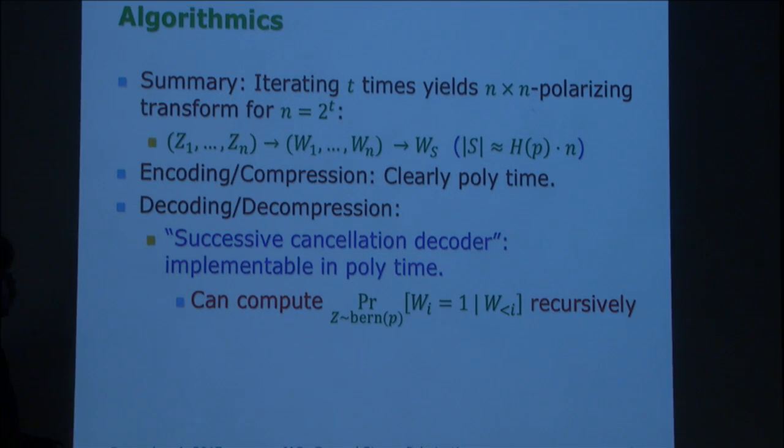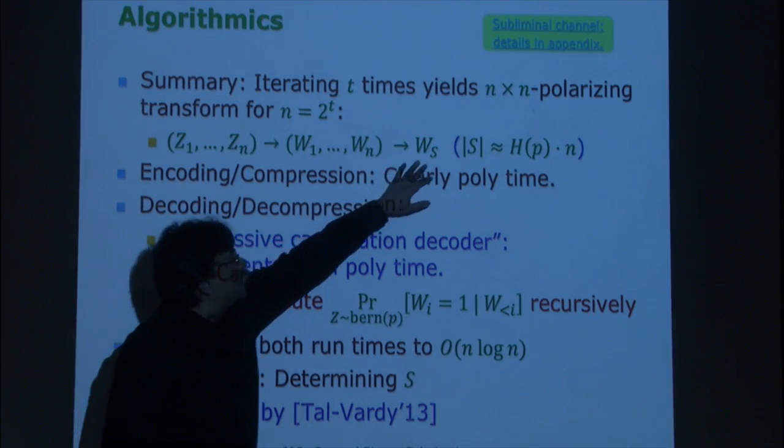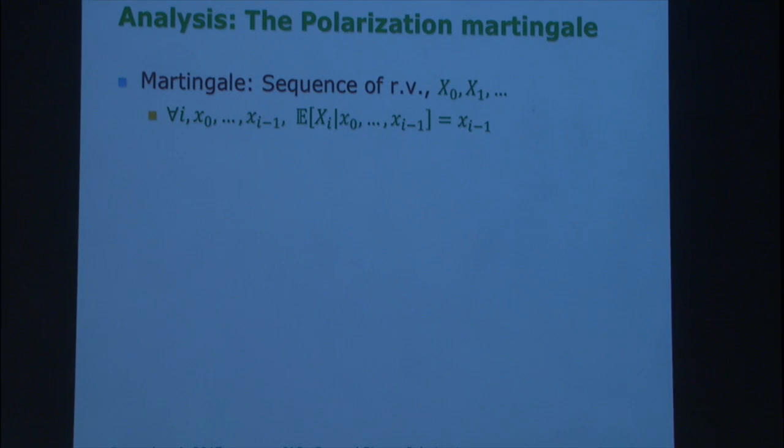So all the running times are fine, and we can actually determine which set you should compress to, and that's a result, I believe, of Thal and Vardy. All right. So the analysis of this entire thing relies on what we call the polarization martingale, and this is the concept that I want to focus on in this talk.